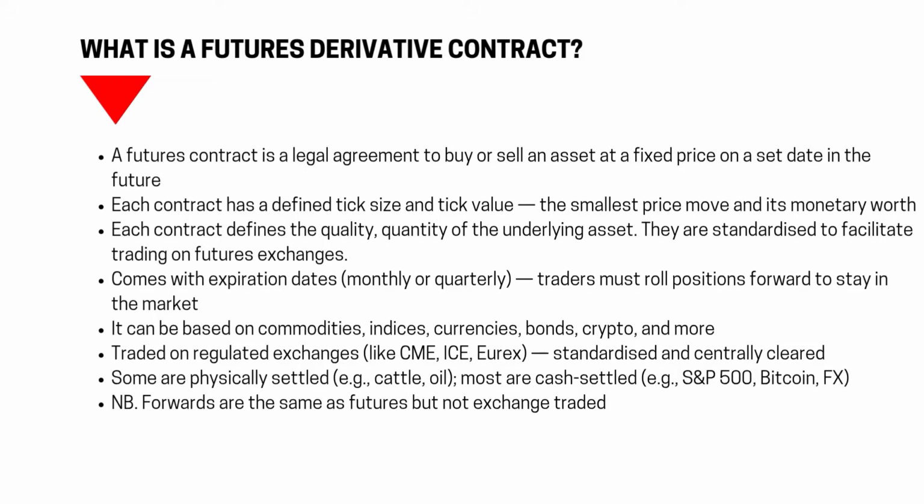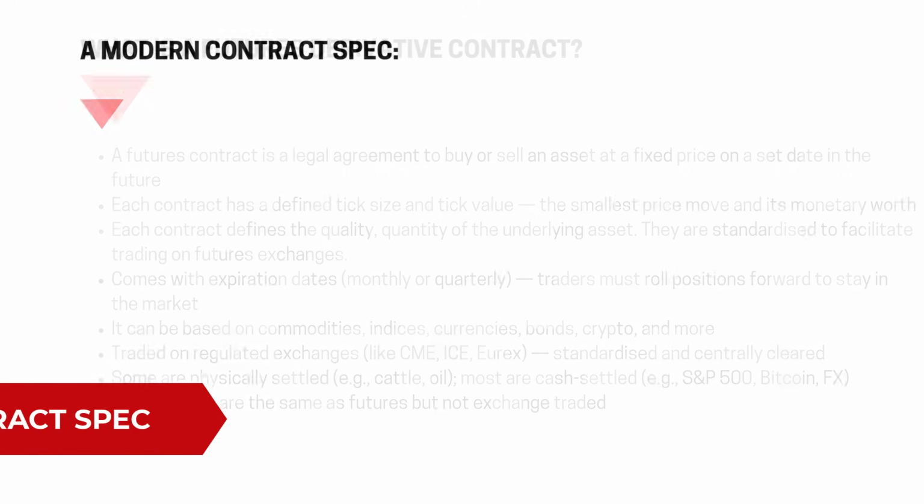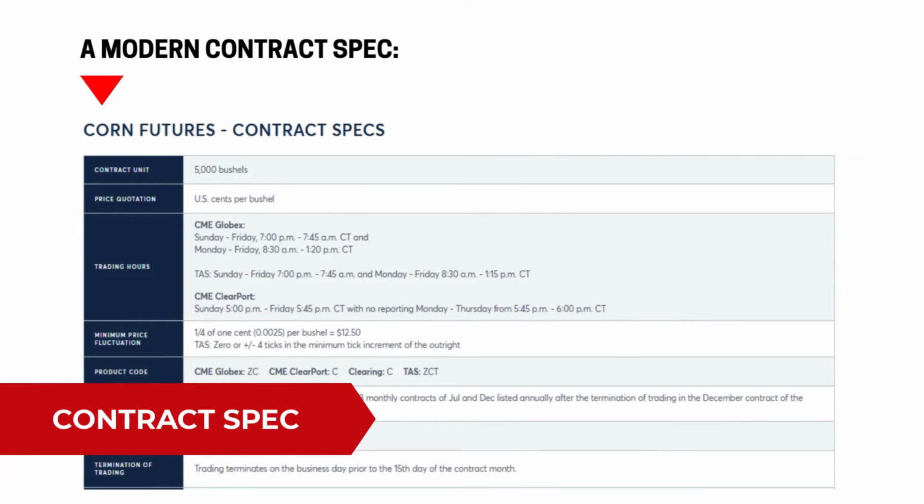They're standardized to facilitate trading on futures exchanges like the CME or ICE. Forwards, you might have heard of them as well. They're the same as futures but not exchange traded. I've got a couple of examples to show you of what a modern spec of a futures contract looks like.